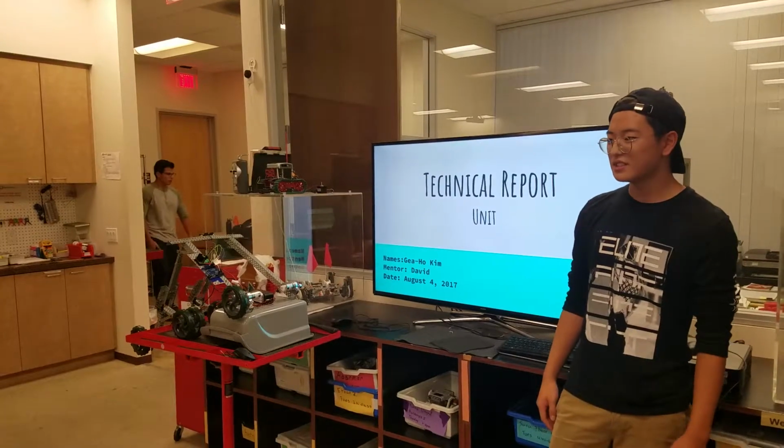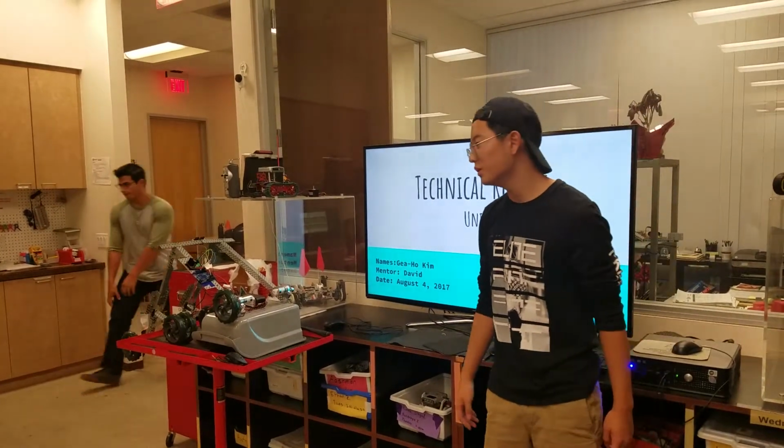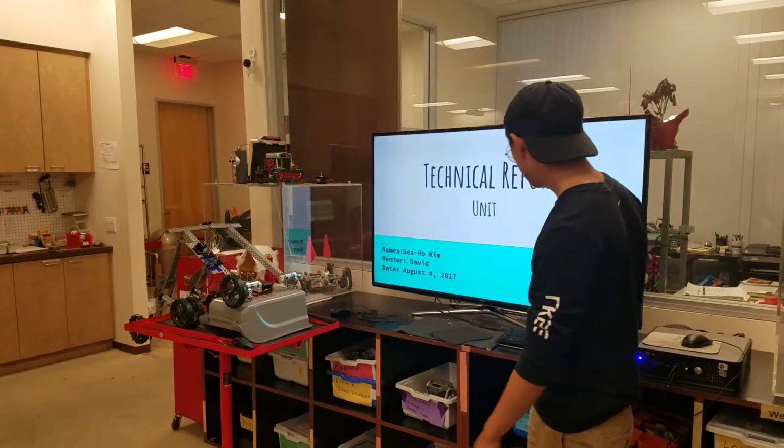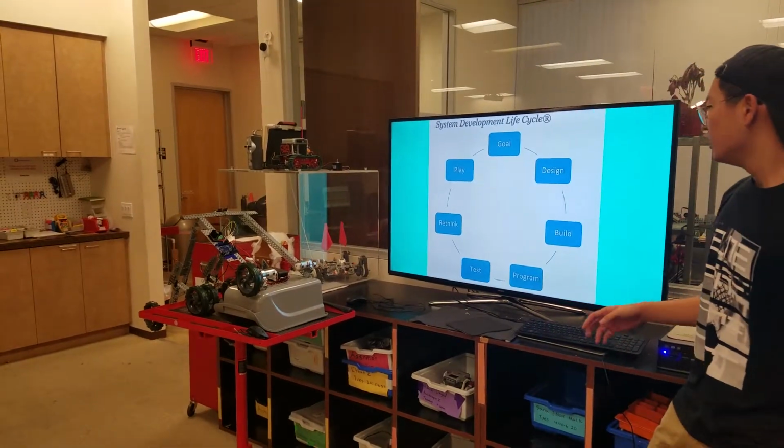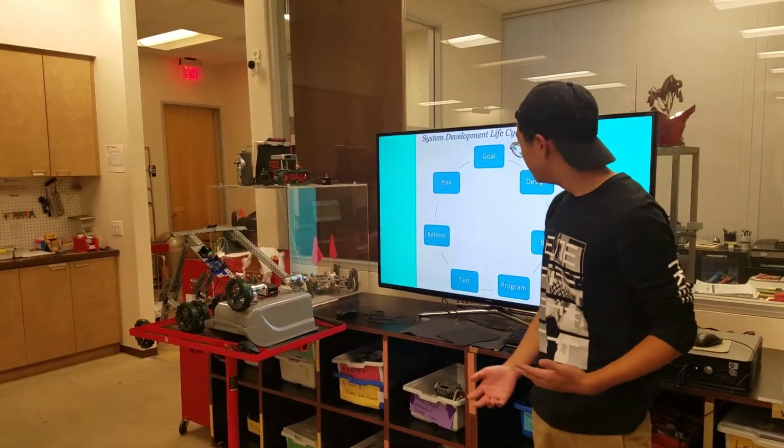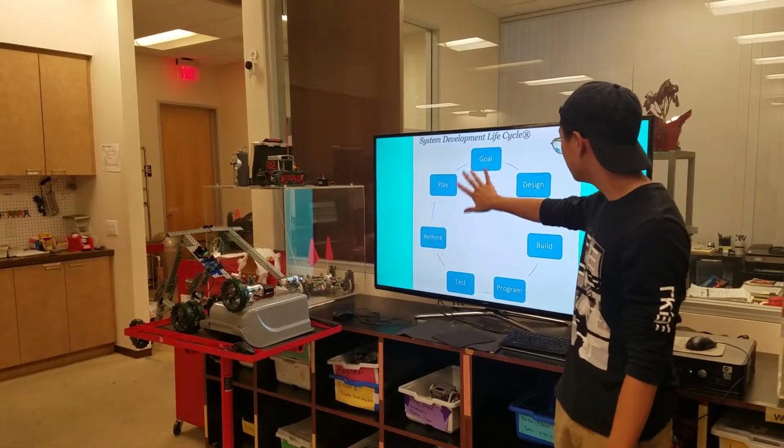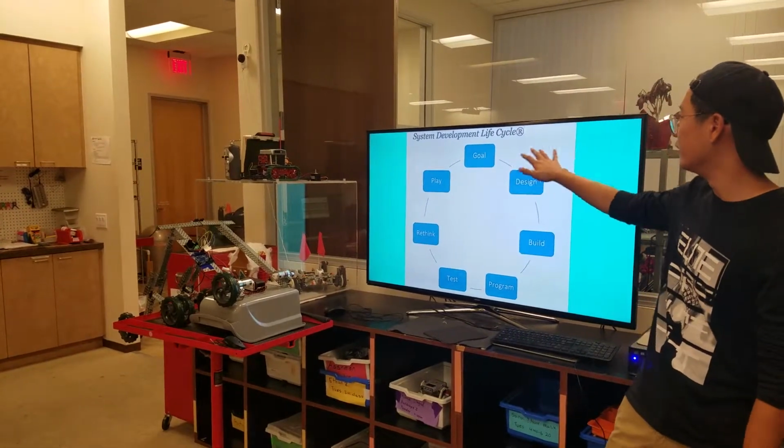I'm Geaho and I'm 16 years old and I go to Modern Day High School, and this is my Rocker-bogie system. And throughout the process of this robot, I've used the RSDLC, which is the System Development Lifecycle.